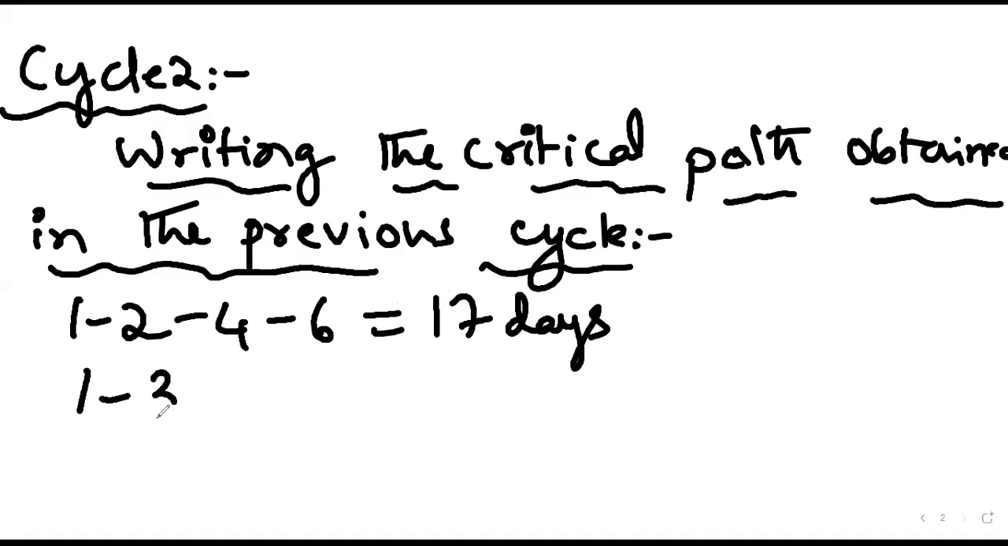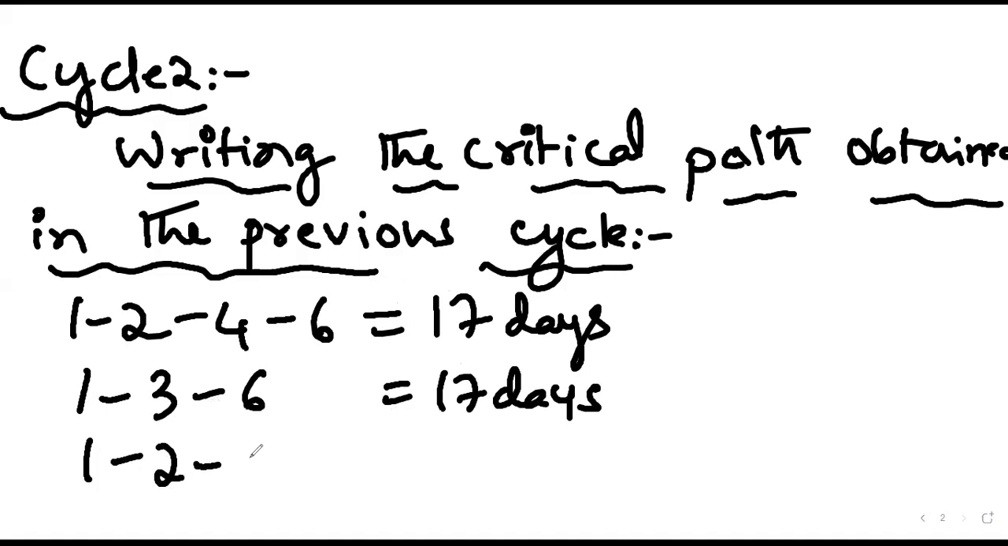1 to 3, 3 to 6. Next 1 to 2, 2 to 5, 5 to 6. These are the 3 critical paths. Next 1 to 4, 4 to 6. Yes, but I think that is not a critical path, is it? Yeah, right. It is somewhere 12 days or something. Will not consider it. So we'll consider only these. Okay, so this is done.